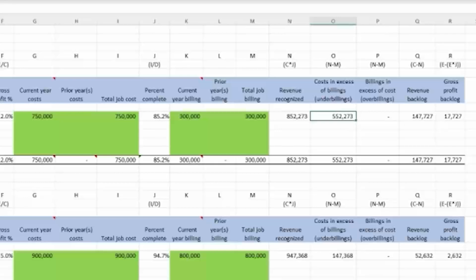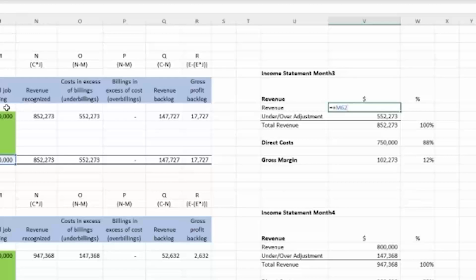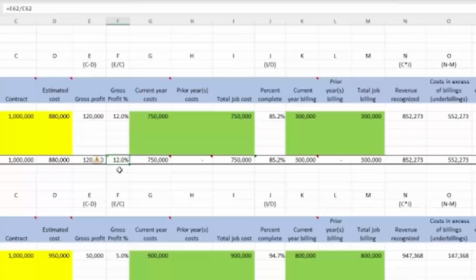So we go back to the P&L, and again, we've got revenue or billings of 300,000. We tied that out. We've got direct costs of 750,000. We tied that out. The under over adjustment, because we have more costs than billings, is adding 552,000 of earned revenue to get us back again to a 12% margin. So all we're doing on the P&L is matching what the job shows for estimated margin. So that's all fine and good from our standpoint.